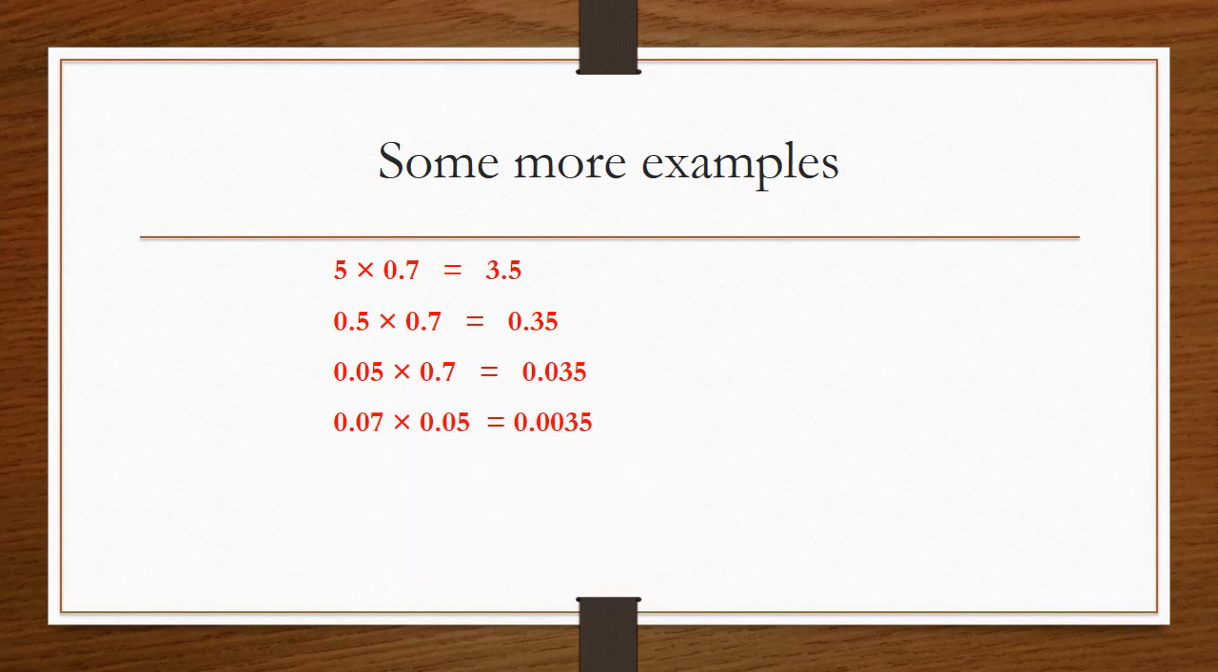Now if it will be 0.07 and 0.05, then 7 5s are 35, but we need 2 plus 2, 4 places, so we'll put 2 zeros before 35, so the answer will be 0.0035.